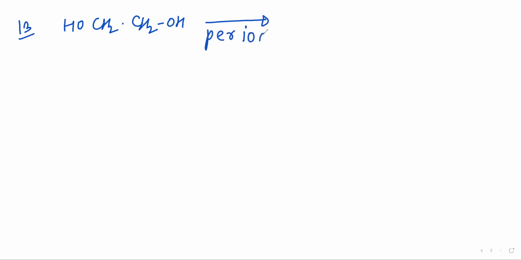Now look at the next numerical, that is 13. A compound of molecular formula HO CH2 CH2OH is given. It reacts with periodic acid, asked in 2009. So how will you do it? First I will write this in a structural form. This is your molecular formula.